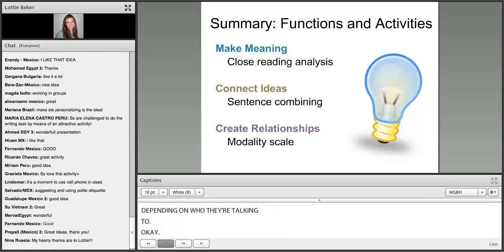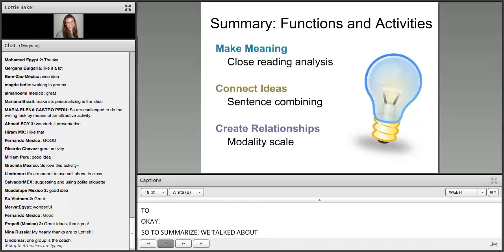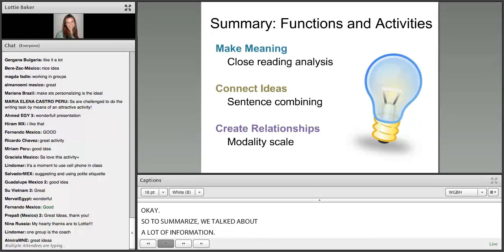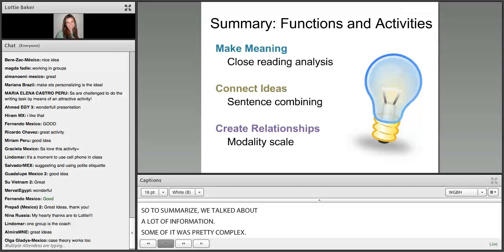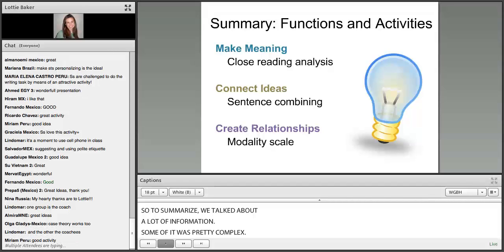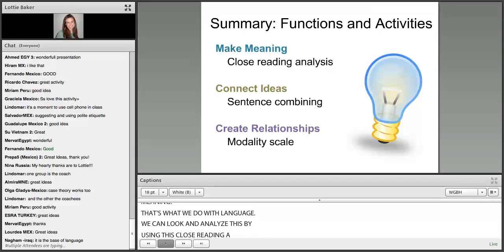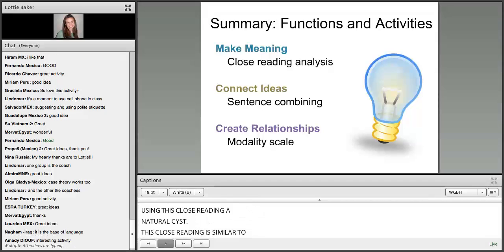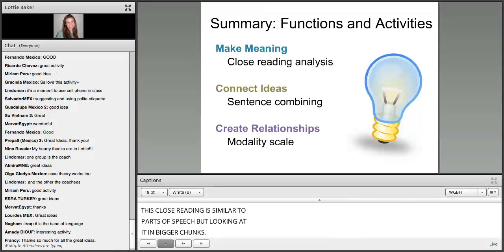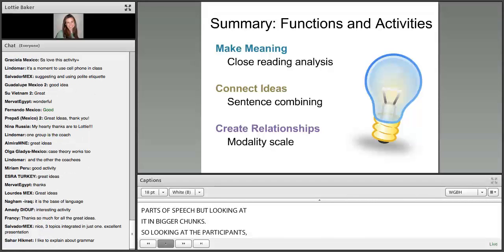Okay. So to summarize, we talked about a lot of information, and some of it was pretty complex. We said that grammar or language does three big tasks or three big jobs. So first, we said that grammar makes meaning, so expresses ideas. That's what we do with language. And then we said we can really look and analyze this by using this close reading analysis. So this close reading is similar to parts of speech, but looking at it in bigger chunks. So looking at the participants, the processes, and the circumstances. This is this close reading analysis.